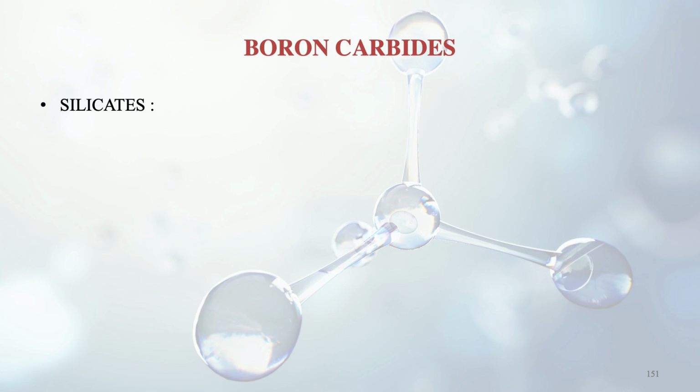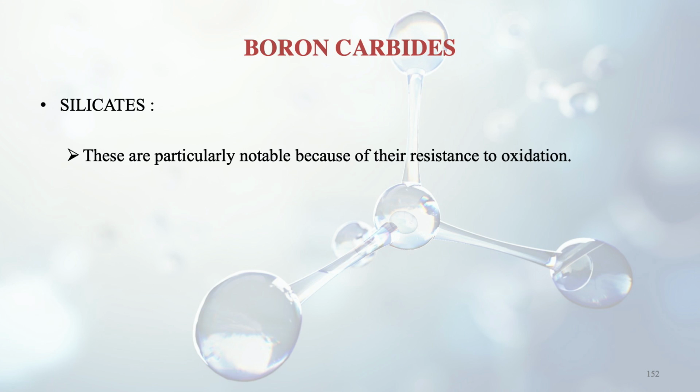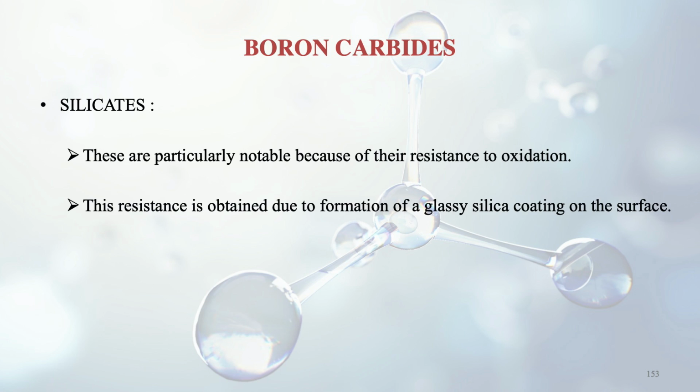So now after discussing all these things, we discuss certain other things like silicates and sulfides. So silicates, what are the properties? These are particularly notable because of their resistance to oxidation. Silicates have very good resistance to oxidation, and their resistance is obtained because of the formation of a glassy silica coating on the surface, but they have a low melting point.